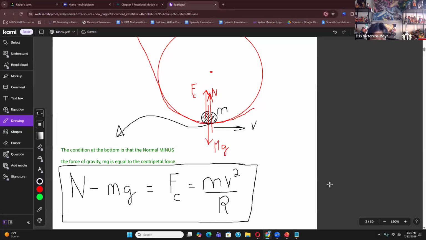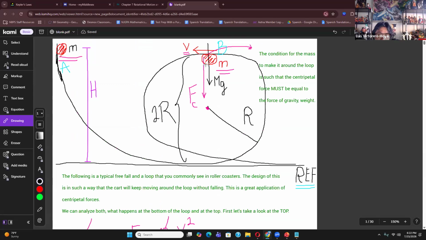So the difference between this and the one on the top is that if we were to write an equation here, right, it will be mg minus the normal, which is 0, equals the centripetal force, which is mv squared divided by r. Why is the normal 0? Because that's the limit, right? That's the condition for the mass to go over the loop. All right.